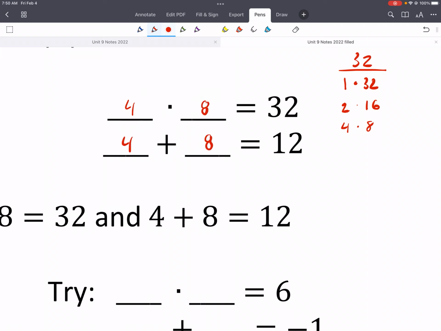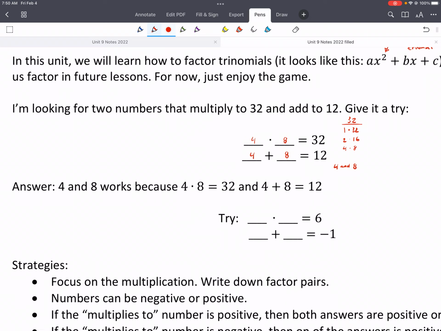4 times 8 is 32, and 4 plus 8 is 12. So that would be your answer. Those would be our 2 numbers that work. So we'd just say 4 and 8. Those are the 2 numbers that make that work. I guess I read the answers right there, but hopefully that explained it a little better.